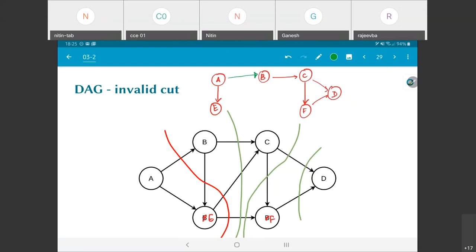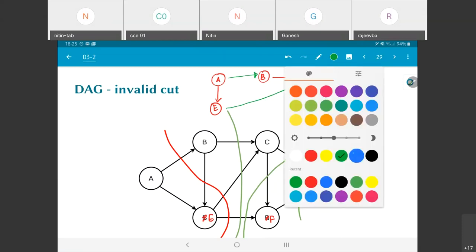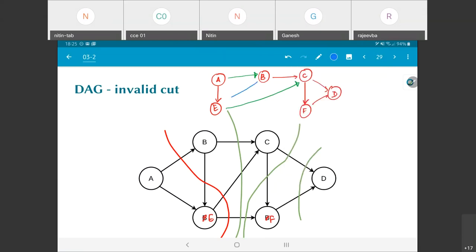A to B goes like this, okay? E to C also goes like this, but if I look at the edge from B to E, this is going in the reverse direction. So the two edges from A to B and from E to C are going in one direction across the cut, but the B to E edge is going in the reverse direction across the cut.